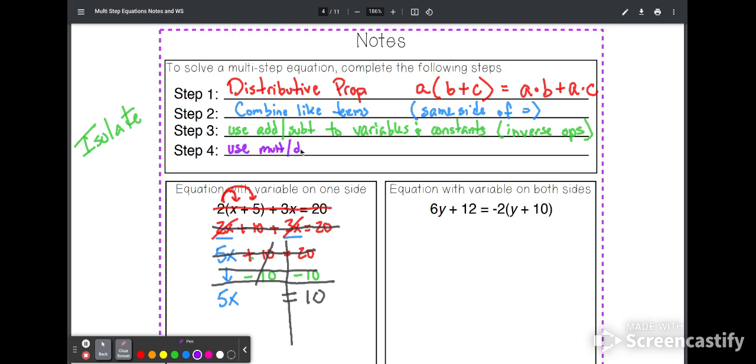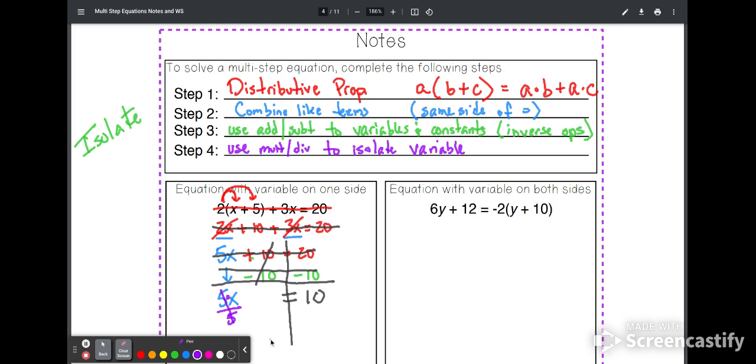multiplication or division to isolate the variable. Isolate means to get it by itself. So right now, this variable has a times 5, right? That's understood to be multiplication. It's got a times 5. Well, the opposite of multiplying is to divide. So we're either going to use multiplication or division to isolate that variable.